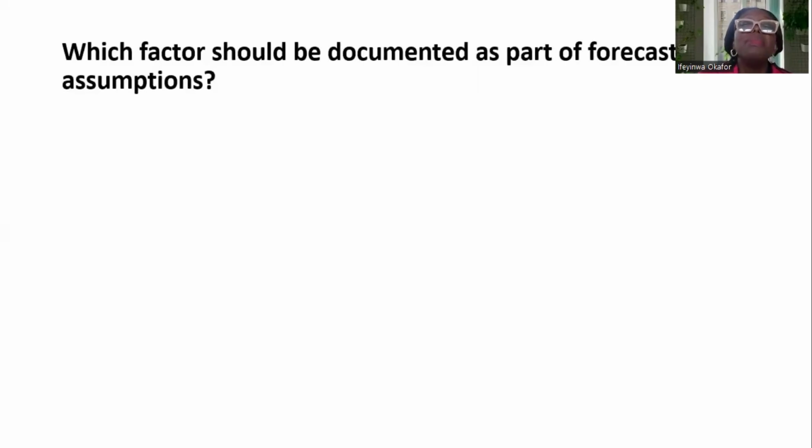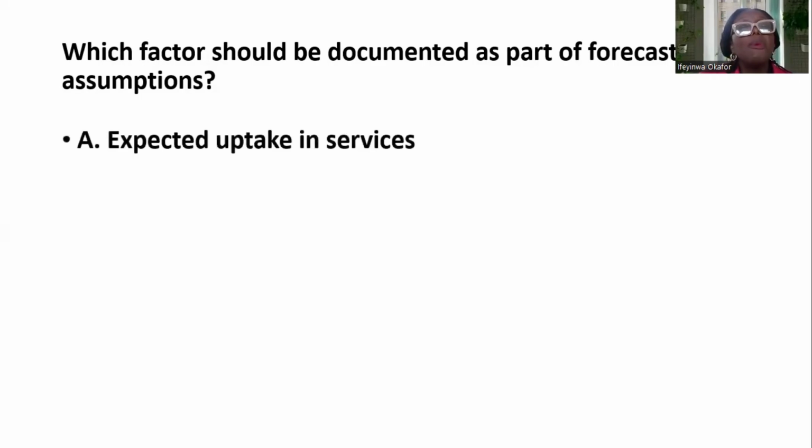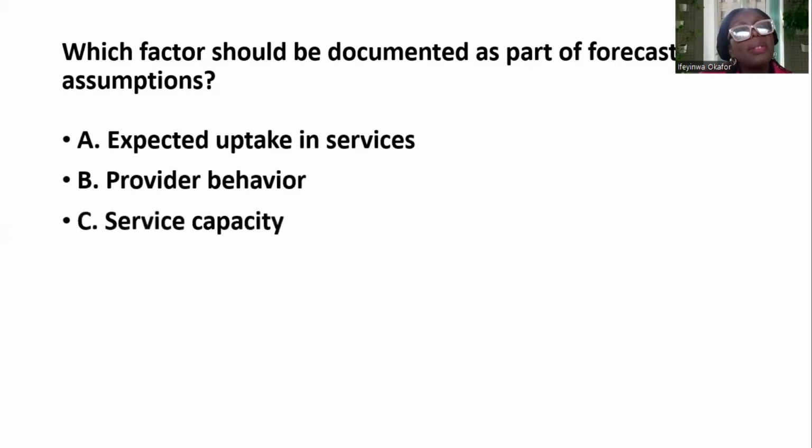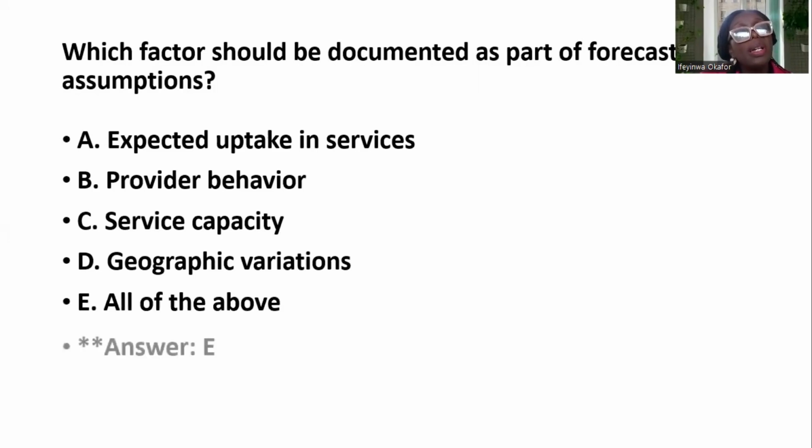Which factors should be documented as part of forecasting assumptions? A, we have expected uptake in service, provider behavior, service capacity, geographic variations, all of the above, and our answer is E, all of the above.